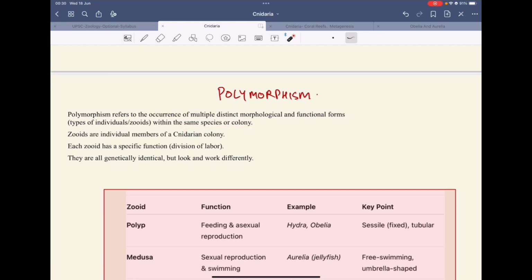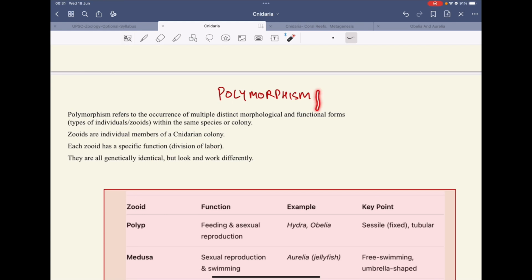If you see in case of the cnidarians, they have both the polyp and medusoid form. So there are various types of zooids. These zooids are the individual members of a cnidarian colony. Each zooid has a special and specific function. So due to polymorphism, there is this division of labor. They are genetically identical, but in morphism, the form, the look and the work, that is different.